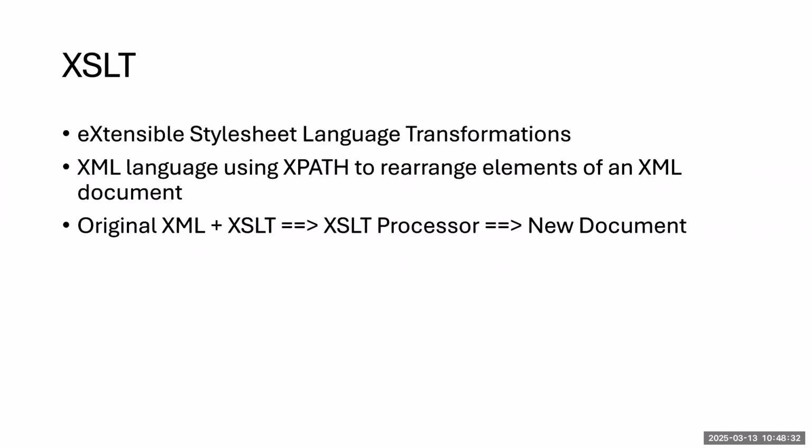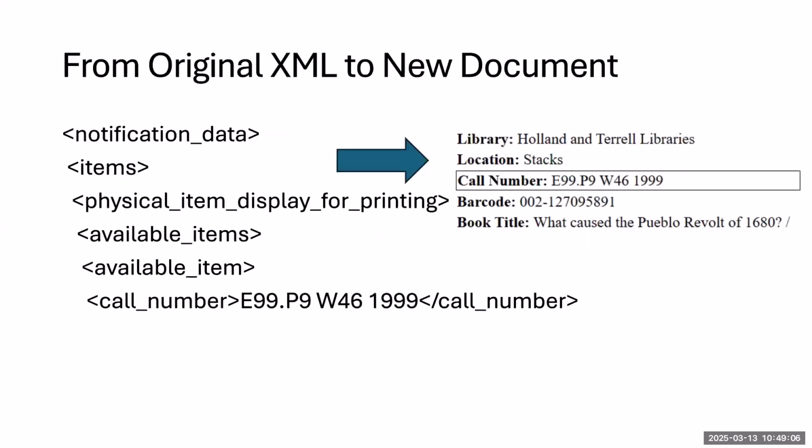Oh, yes. And then XSL. XSL, extensible stylesheet language transformations. This is kind of the holy grail of transforming XML data. Basically, it's an XML language that uses XPath to rearrange elements of an XML document. Or to boil that down a little bit more, XSLT is code that you can interface with the original XML, push those both to an XSLT processor, and then out comes a new document or a new document format.